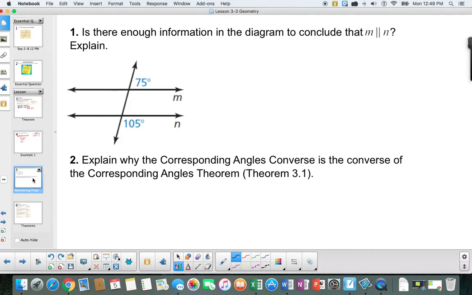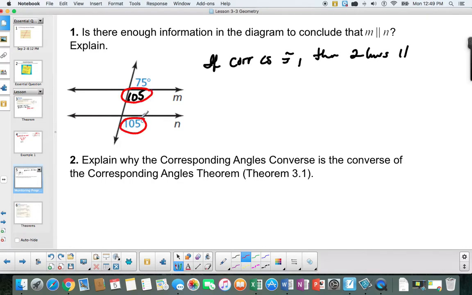Let's take a look at another example. Is there enough information in the diagram to conclude that m is parallel to n? So far I can only use one theorem. If corresponding angles are congruent, then the two lines are parallel. Now, these aren't corresponding angles, but I know that if this is 75, this is 105. This is a linear pair, and a linear pair are supplementary. And now I have this angle and this angle, and these are corresponding angles, and they also happen to be congruent. So the answer is yes, m is parallel to n. And what's the explanation? Well, we've satisfied this theorem.